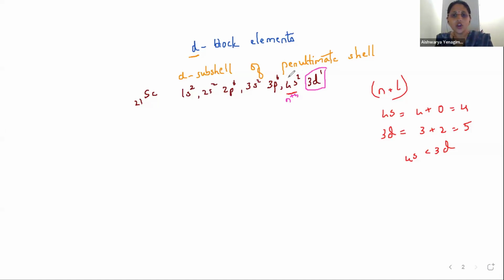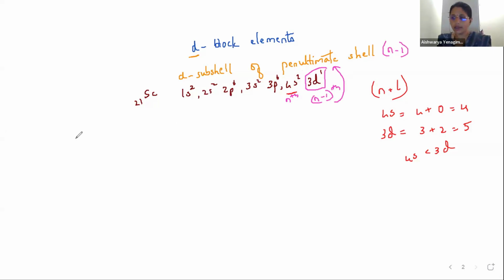So the last electron is not entering the nth shell. Instead, it is entering the n minus 1th shell. And this n minus 1th shell is called the penultimate shell. So this is how we define d block elements: the elements in which the last electron enters the d subshell of the penultimate shell, that is the n minus 1th shell.